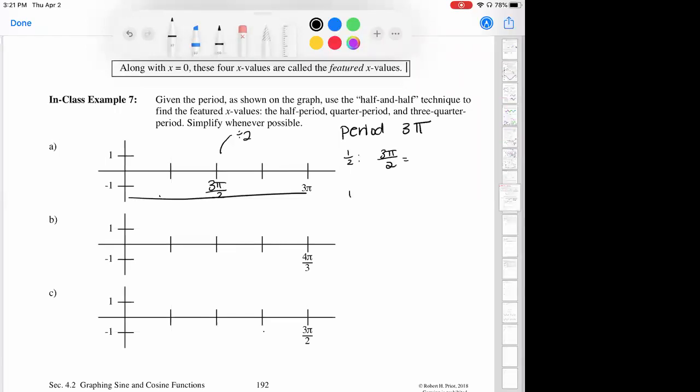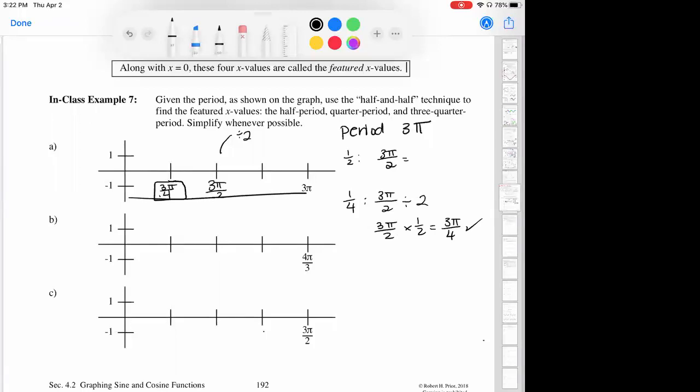Okay, the 1/4 portion. If I take the 1/2 I just found and I divide it by another half, I'll get this point right here, that 1/4 mark. So I take 3π/2 and I divide it by two. Essentially, we're multiplying by a half, right? Because how do we divide fractions? We have 3π/2 times 1/2. This gives us 3π/4. So this is 3π/4.